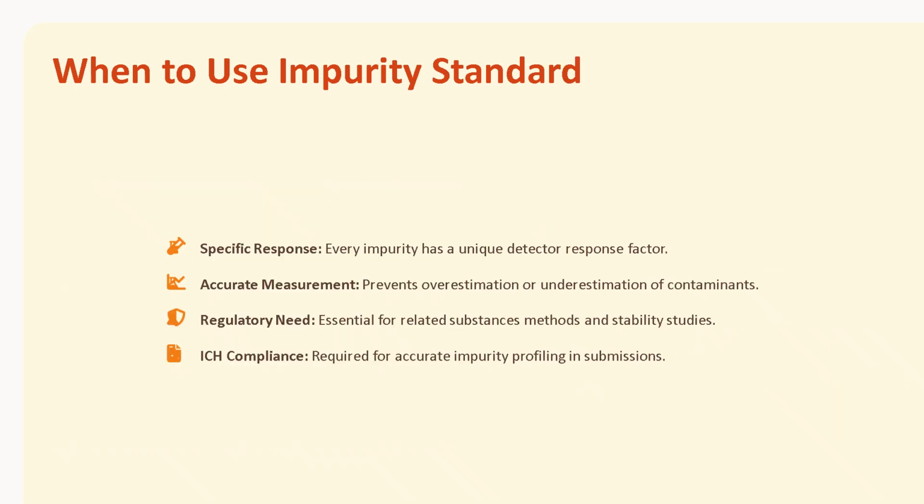Impurity standards are essential when measuring impurities accurately. Each impurity has its own detector response. Some impurities may give stronger signals, others weaker. If you use API standard instead, the impurity result may be overestimated or underestimated. This affects data accuracy. Impurity standards are especially important in related substances methods and stability studies. ICH guidelines require accurate impurity profiling, which is only possible when proper impurity standards are used. This ensures product purity and patient safety.